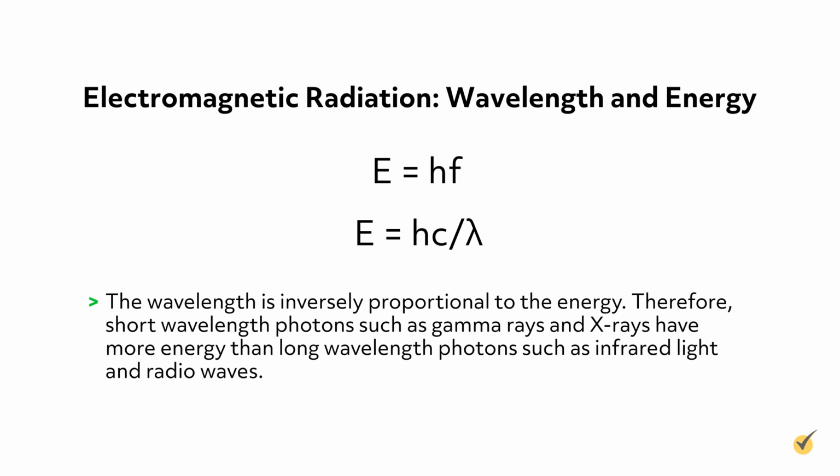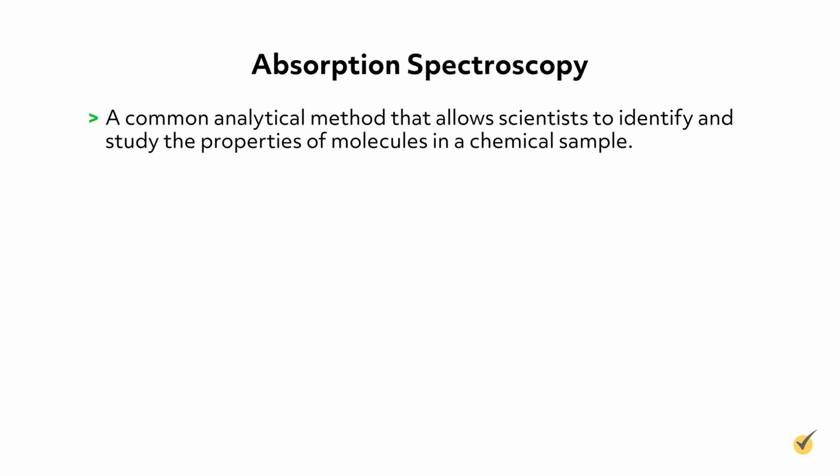Therefore, short wavelength photons, such as gamma rays and X-rays, have more energy than long wavelength photons, such as infrared light and radio waves. This relationship between the energy and wavelength plays an important role in the processes that underlie electronic absorption and emission spectroscopy. Absorption spectroscopy is a common analytical method that allows scientists to identify and study the properties of molecules in a chemical sample. The method is based on the physics of electronic absorption.